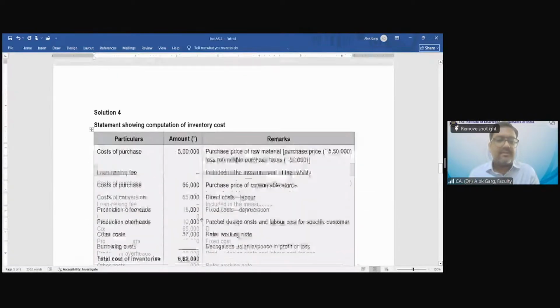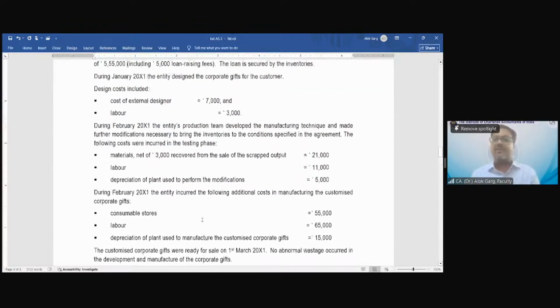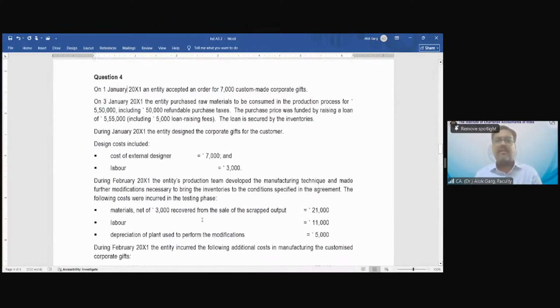Let me discuss question number 4. On 1st January 2001, an entity accepted an order for 7,000 custom-made corporate gifts. Custom-made means customized on the request of the customer. And the unit is 7,000.